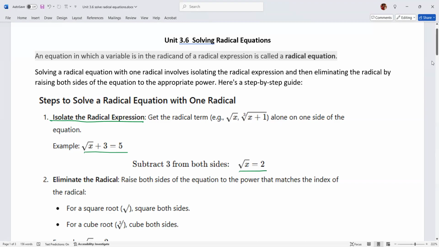Step 2, you want to eliminate the radical. Okay, well, how do you eliminate a radical? You raise it to the power of the index. So for example, if you square a square root, what comes out of it? It's whatever is under the radical. So for example, square root of 5 squared is equal to 5. So the square root and the square cancel each other out, leaving you just the radicand underneath. Cube root, you would go ahead and cube both sides, and that would eliminate the cube root.